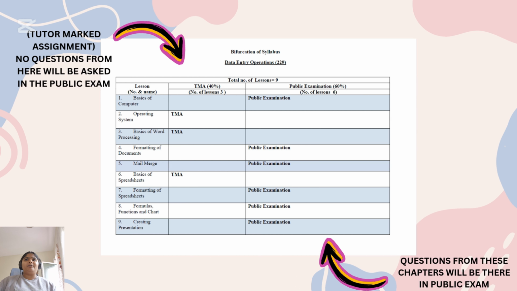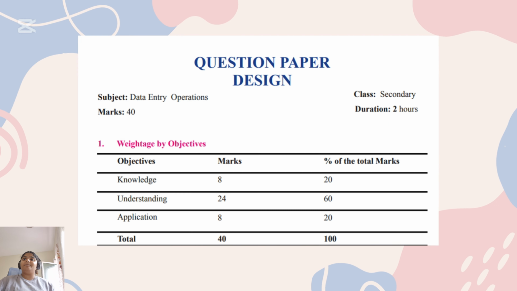So that's it for the syllabus bifurcation. Let us move on to the next category. Now that's question paper design. The thing about data entry which is different from other subjects is that it has 40 marks of theory in the public examination and the time is 2 hours instead of the usual 3.